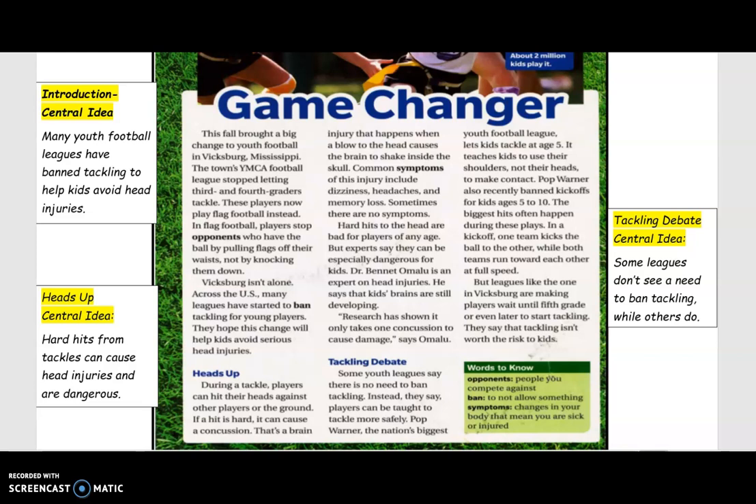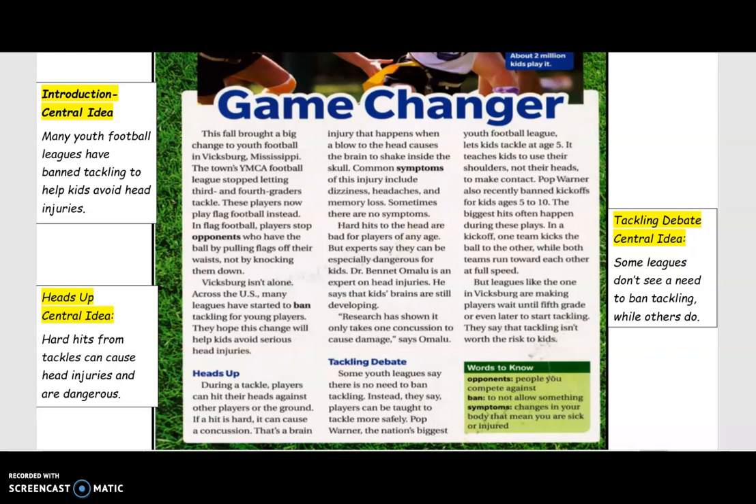And then also I see some bold print headings. Remember, the headings help us to know what this section is going to be about. That might help us to predict what the central idea of each section is going to be about, or what the central idea is. So let's look at those words that are important. Opponents are people you compete against. Ban is to not allow something. And symptoms, changes in your body that mean you are sick or injured.